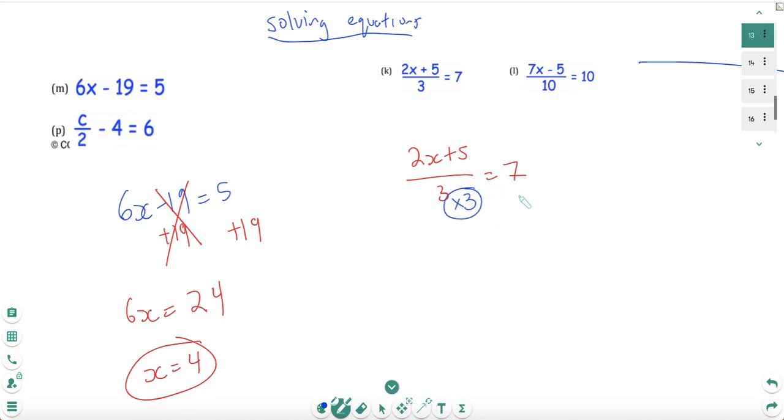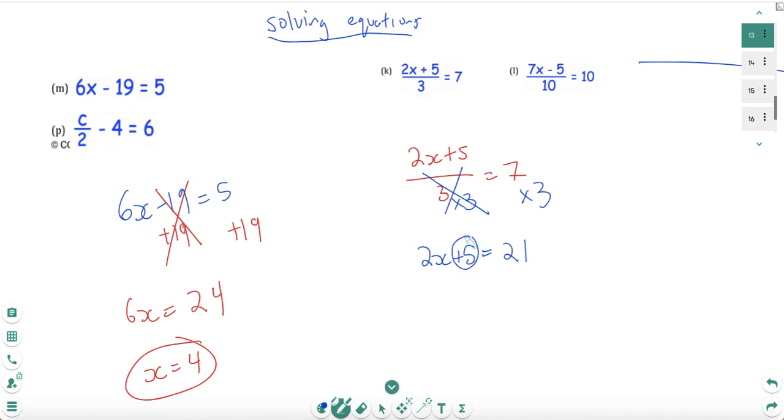What you do to one side, to balance it, you have to multiply by 3 on the other side. Now, divide 3 and times 3, they're opposites, so they cancel out. So we're left with 2x plus 5 equals 7 times 3 is 21. Now, x is being multiplied by 2, then added by 5. So we'll get rid of the 5 next.